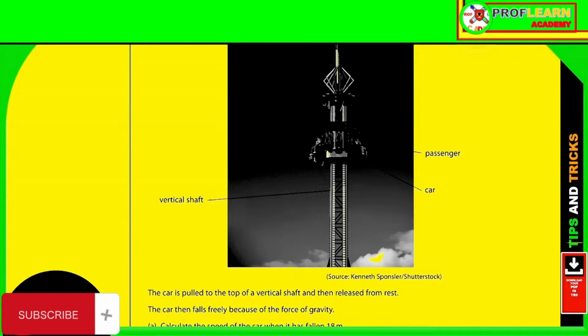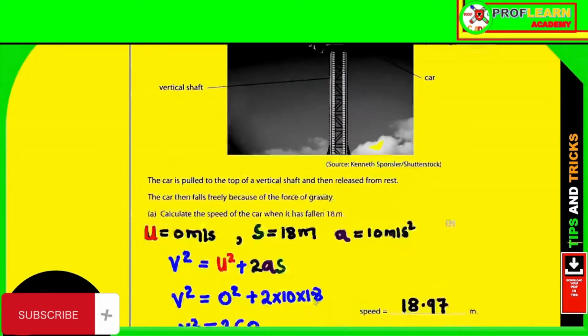Another concept that you must know is how to use the equations of motion. One of the equations of motion is v squared equals u squared plus 2as. For instance, we're given a question where a car is released from the top of a tower and it's running down the shaft. You are supposed to work out its speed after moving a height of 18 meters. Let us go down and you can see that question.